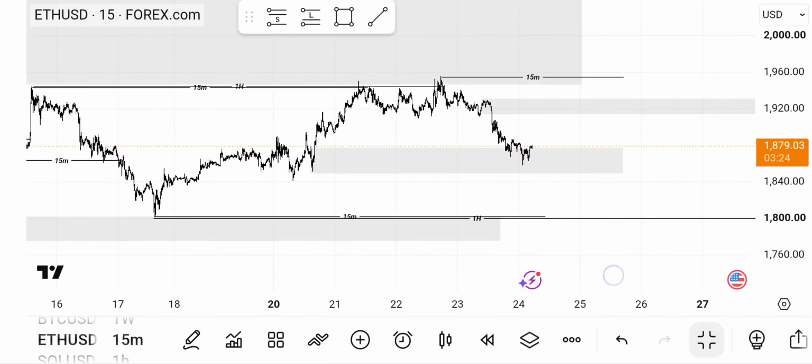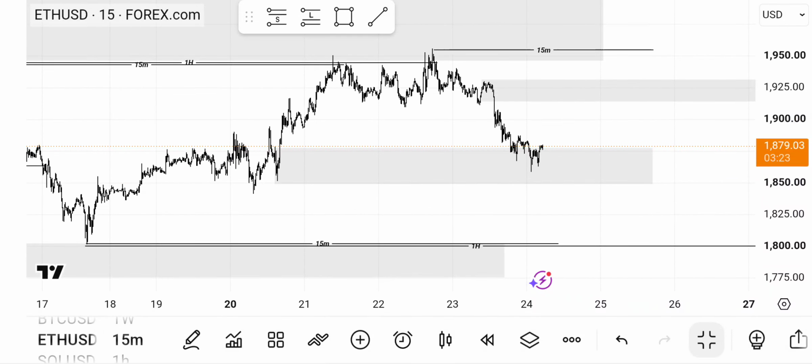So the 15 minutes is still intact. We are currently at the 50% level of the range, and yeah, that is it. You might see a break above this level, and then price comes to retest the demand zone to buy from there. So that's what I'm watching out for on ETHUSD.